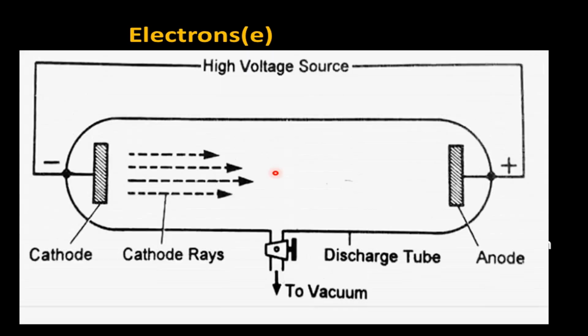This is the diagram of the experiment. This is the cathode and this is the anode, the two electrodes that he used. Then this is the vacuum where the air was pumped out, and this is the voltage increased. This is what happened. Rays emerged from the cathode. Cathode is negatively charged, and this ray moved towards the anode. So this ray was called the cathode ray.